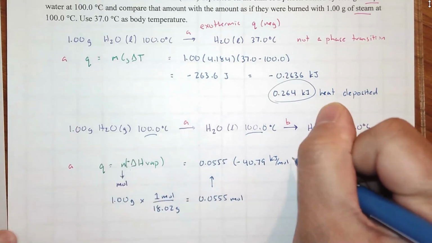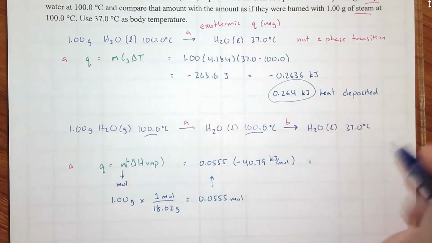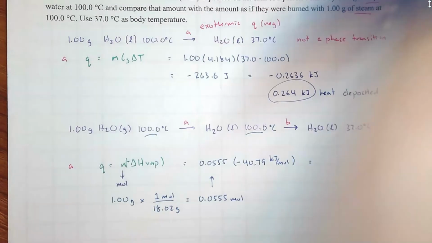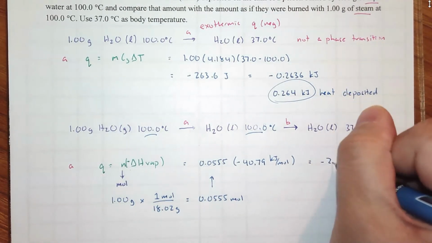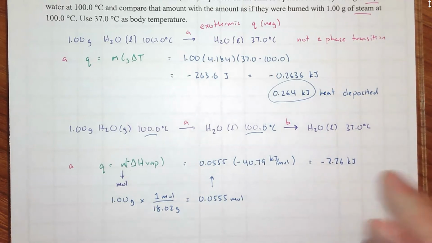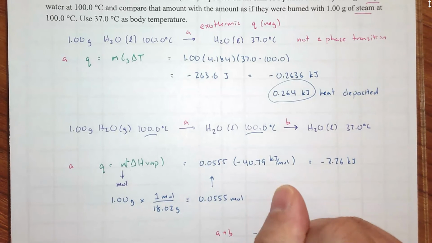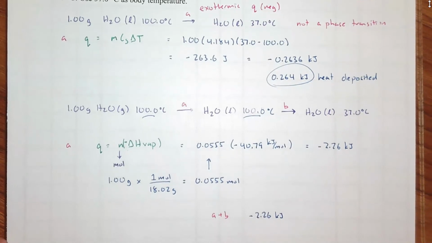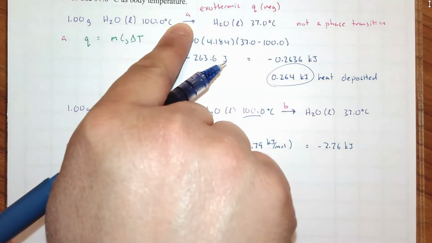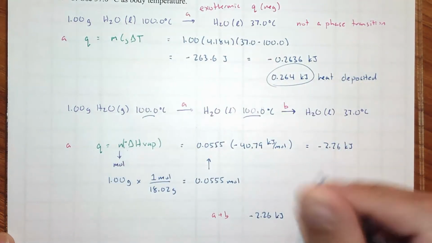Normally I don't put the units if I'm very confident that I know the units of the terms. And what do I have here? I calculated this already. Negative 2.26 kilojoules. Okay. So the total amount of heat given off is A plus B. So A in this case is negative 2.26 kJ. Process B is the same as process A in the first calculations.